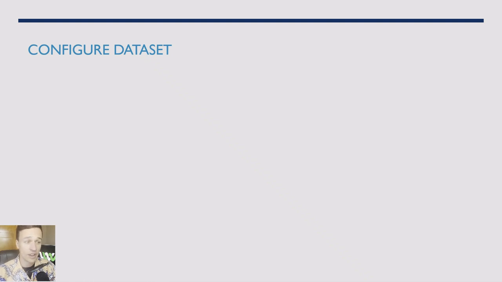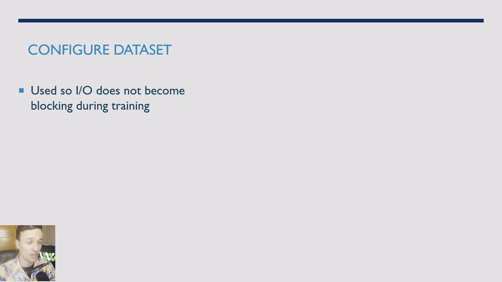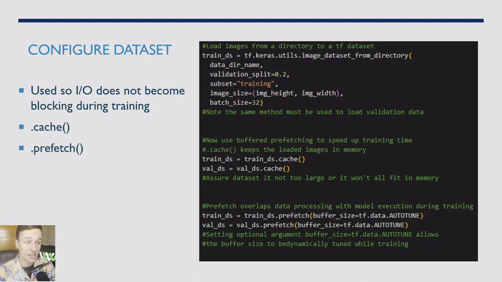The first thing you can and should always do is properly configure your dataset. Configuring your dataset assures that your input-output does not become blocking and act as a bottleneck during the training process. Fortunately, TensorFlow provides us with two ways, .cache and .prefetch, which allow us to utilize buffered prefetching and speed up the training of our model. As seen in the example code, these functions are called after creating your training and validation datasets using the tf.keras.utils.image_dataset_from_directory.